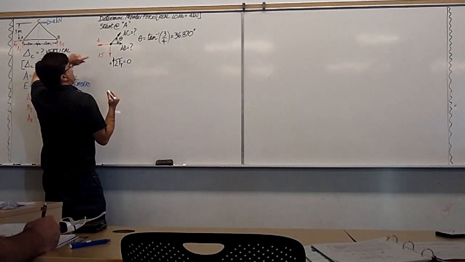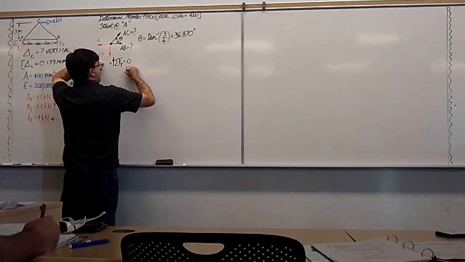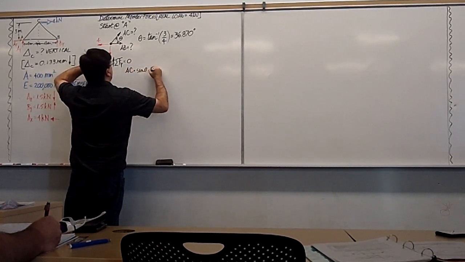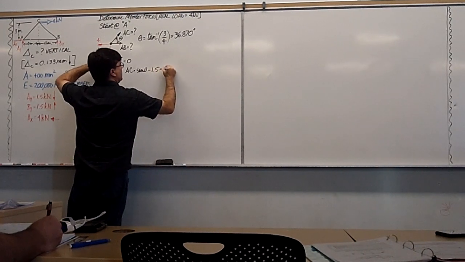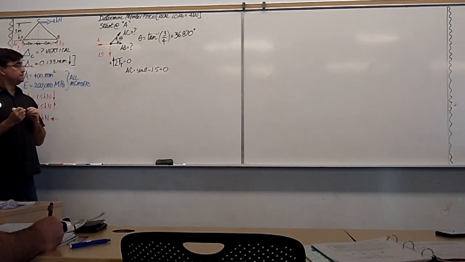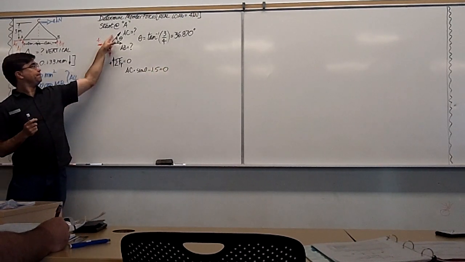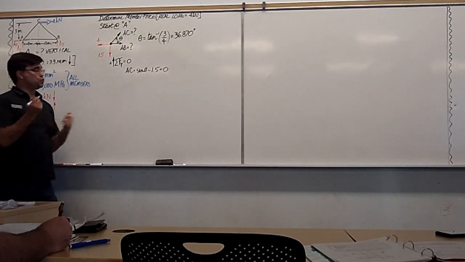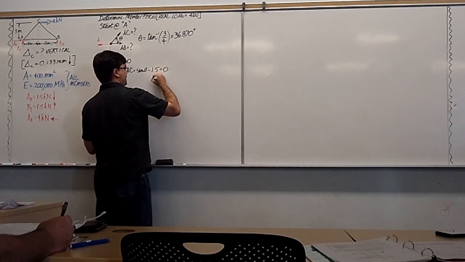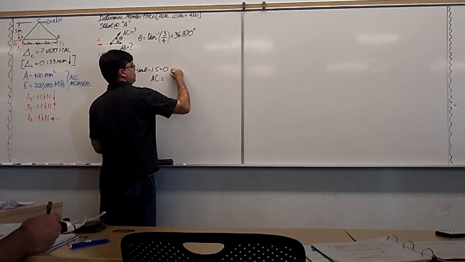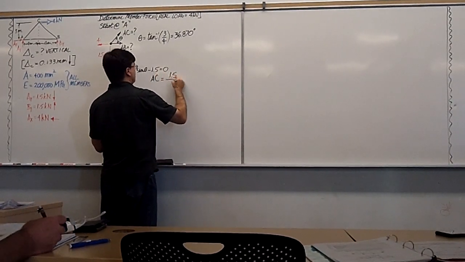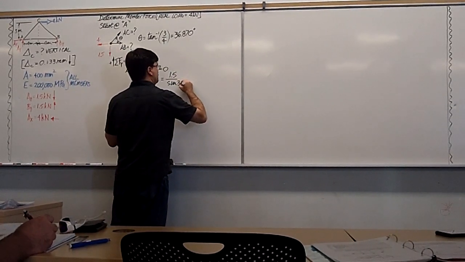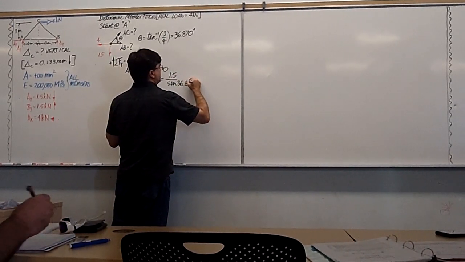Okay. Sum of the forces in the Y direction equals 0. What do we have? We have AC times sine of the angle minus 1.5 equals 0. Right? These two. So if I solve for this, AC equals 1.5 divided by sine of that, 36.870.